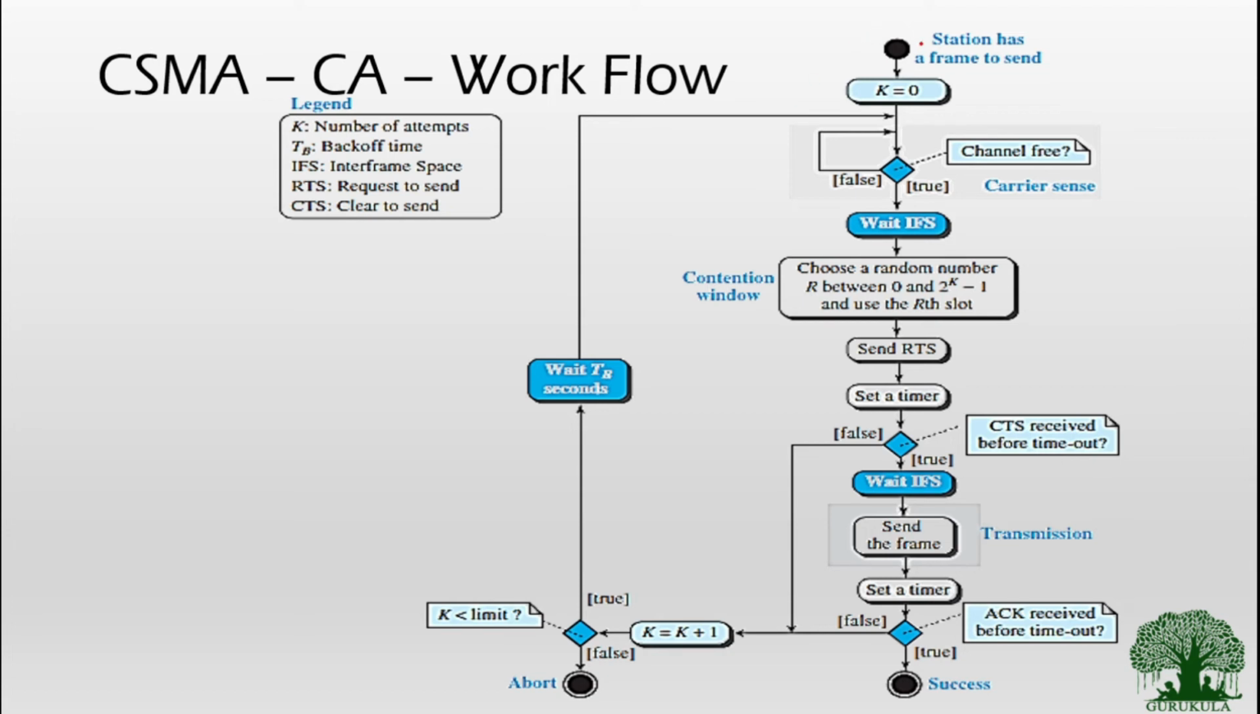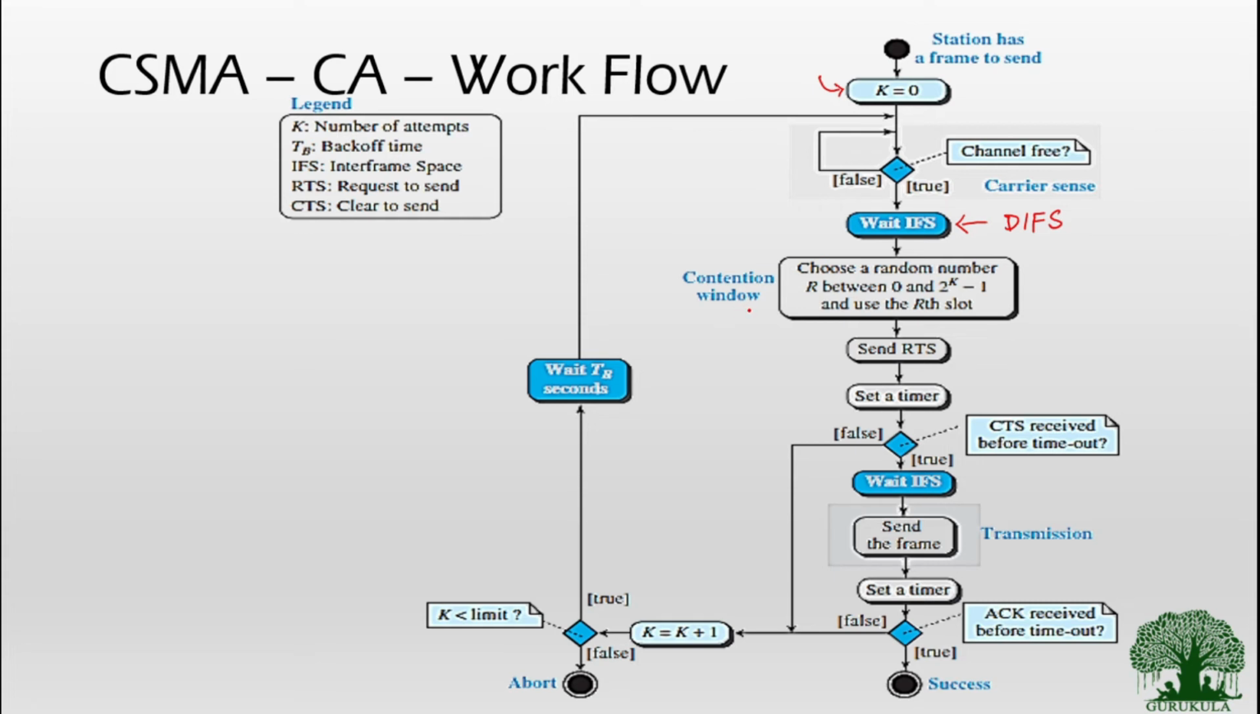When you look at this block diagram, say for example a station has a frame to send, and as usual the number of attempts is initially set to 0. Then I have to check for channel idleness, so the carrier sense process happens and I keep sensing the channel. Then I wait for the interframe space period, which we call DIFS. I sense the channel for the period of DIFS, and once that is done, I choose a contention window.